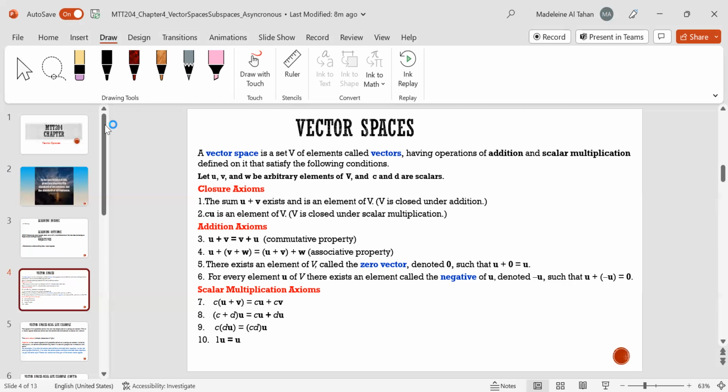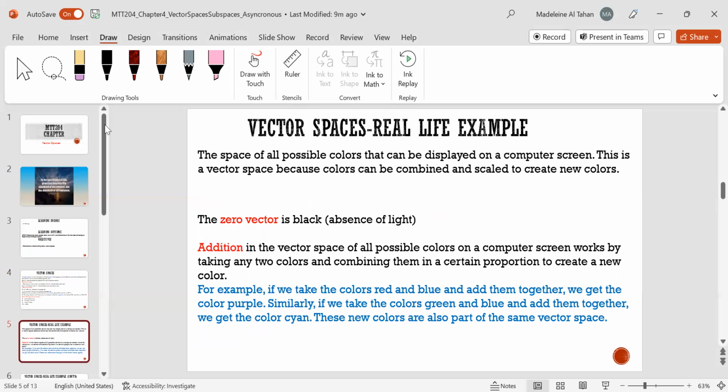Okay, now, why do we need to learn vector spaces? Is it just an abstract object, or does it have applications in real life? About some computer applications, let's take the space of all possible colors that can be displayed on a computer screen. This is a vector space of colors. Each color is a vector. Let's say the blue is a vector. The red is a vector. The purple is a vector also.